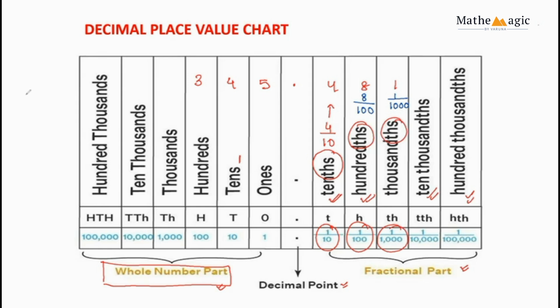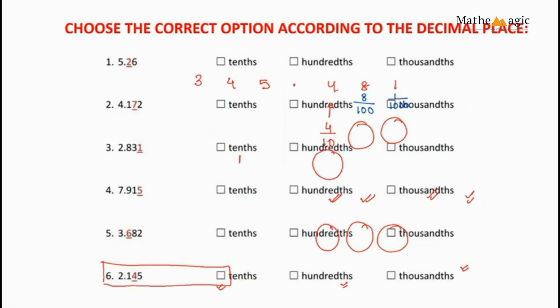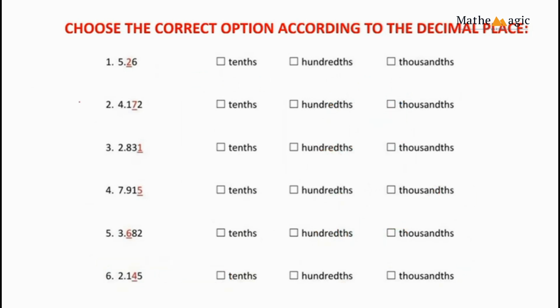Now with this, let's move on to the next slide. Here you have to choose the correct option, which is the correct place value of the number after the decimal point. So here the number is 5.26. Now it is at the first position after the decimal, so the place value will be tenths.